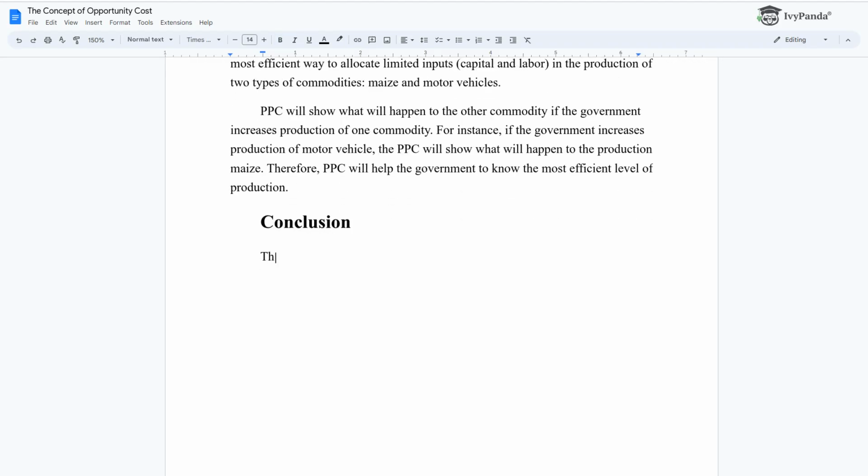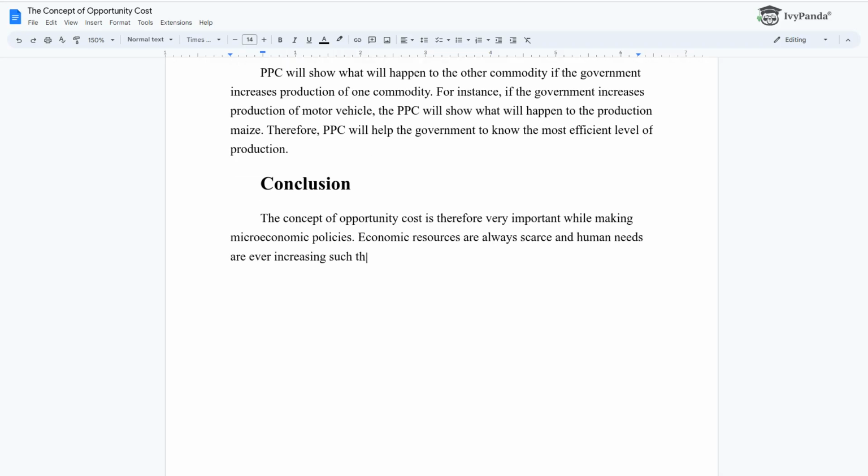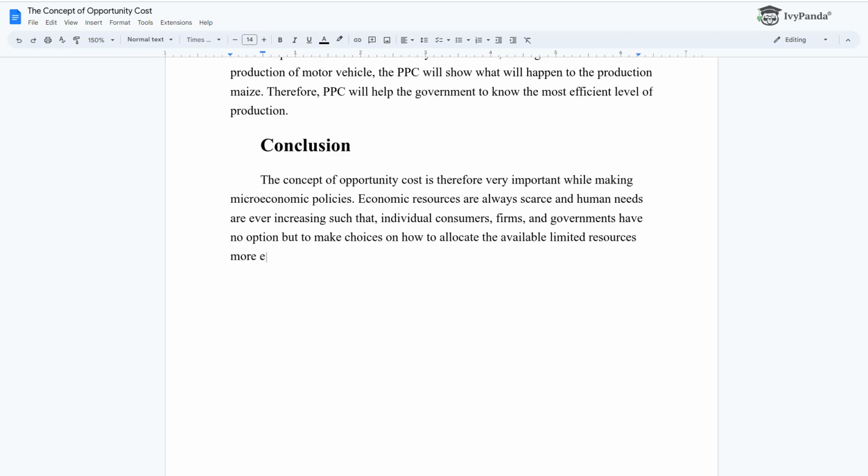Conclusion. The concept of opportunity cost is therefore very important while making microeconomic policies. Economic resources are always scarce and human needs are ever increasing, such that individual consumers, firms, and governments have no option but to make choices on how to allocate the available limited resources more efficiently.